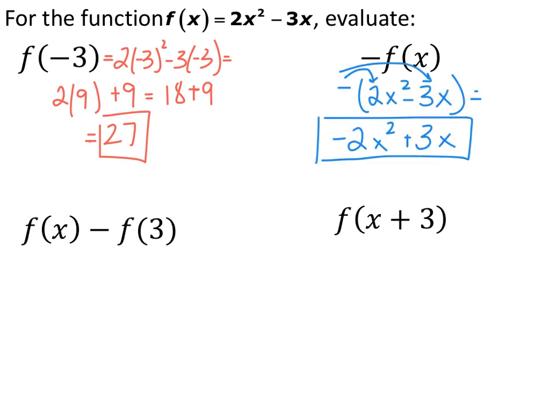So if you have something on the outside, that means it goes to everything. So you have negative, well, f of x is 2x squared minus 3x. And then I distributed that negative sign, so the opposite of f of x is negative 2x squared plus 3x.